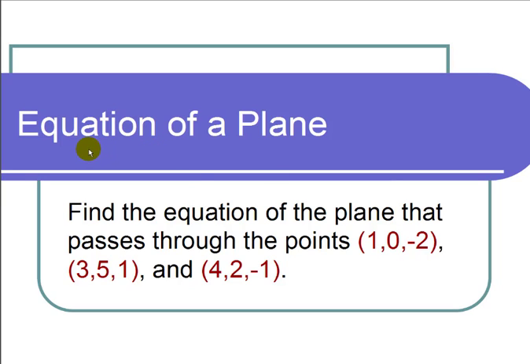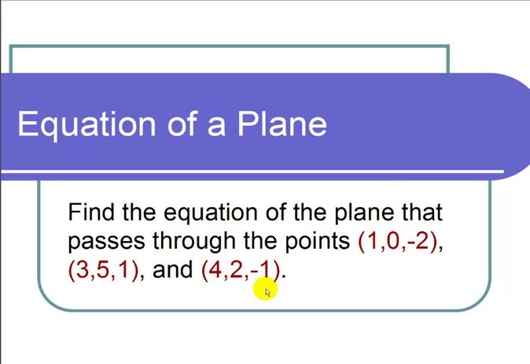This is a video on the equation of a plane. The question states, find the equation of the plane that passes through the points (1, 0, -2), (3, 5, 1), and (4, 2, -1). So the strategy here is to find a normal vector and a point, because that will help us find the equation of the plane.